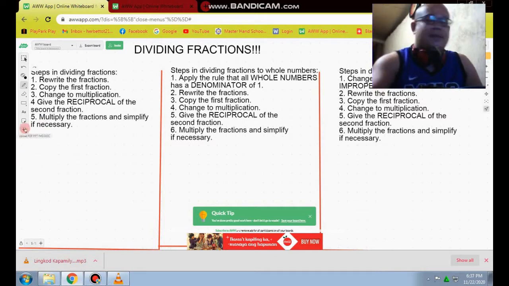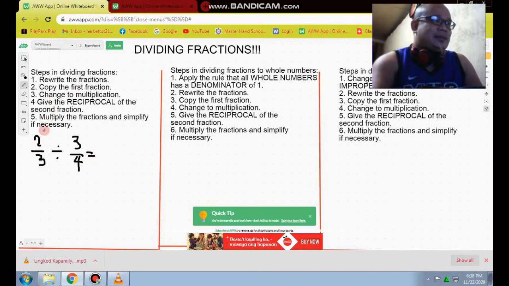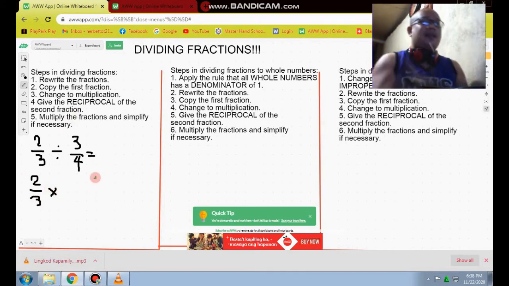Okay, so I will give some example. For example, if I have 2 over 3 divided by 3/4, right? So equals. So first step is to rewrite the fractions. So we're going to rewrite the fractions. So copy the first fraction, sabi. So let's copy the first fraction. First fraction is 2/3. Then change to multiplication. Okay, so multiplication tayo. And then give the reciprocal of the second fraction.